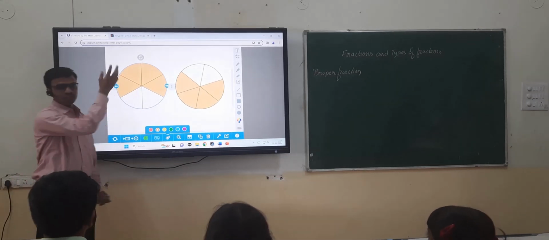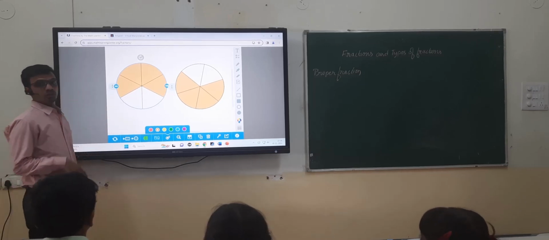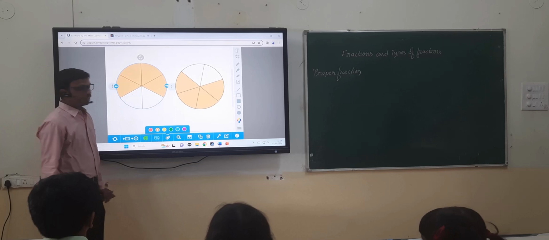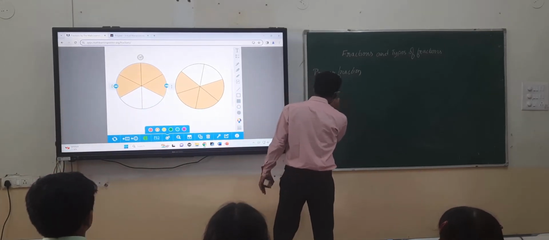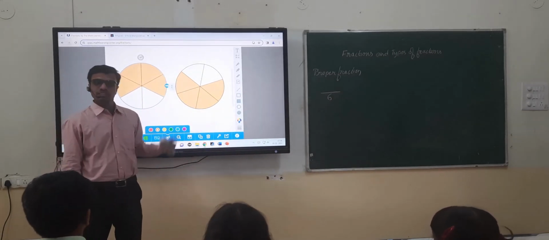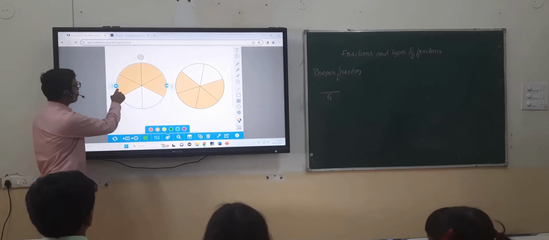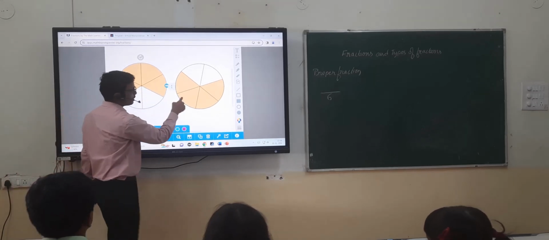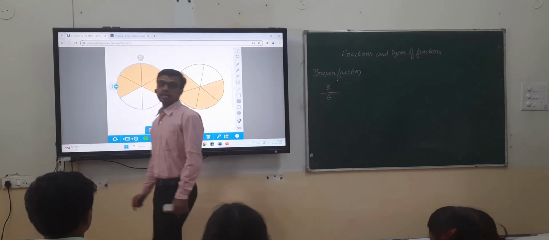If I do this, how many parts did I select? 6. If I look at this whole thing, what is the total number of parts in each whole? Here also we have 6. Here also we have 6. Therefore, denominator means what? Total number of equal parts in each whole. How much? 6. But how many parts did I select in total? We have to count. 1, 2, 3, 4, 5, 6, 7, 8. This fraction represents what? 8 by 6.